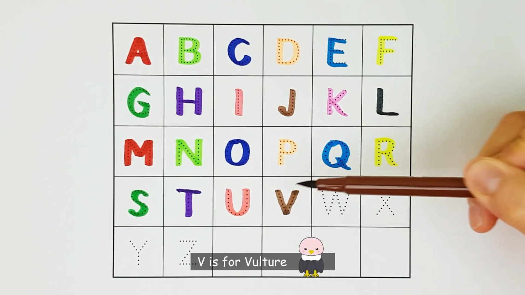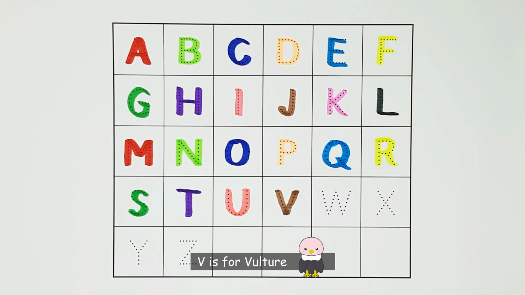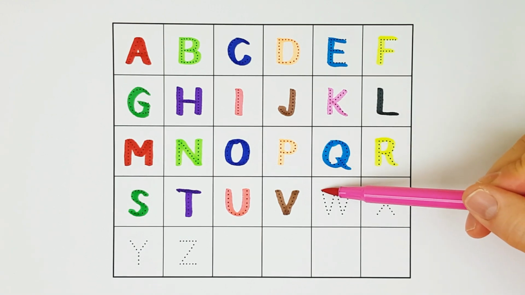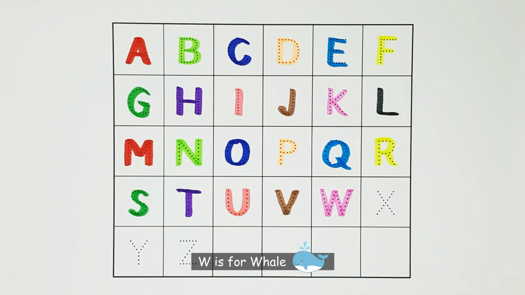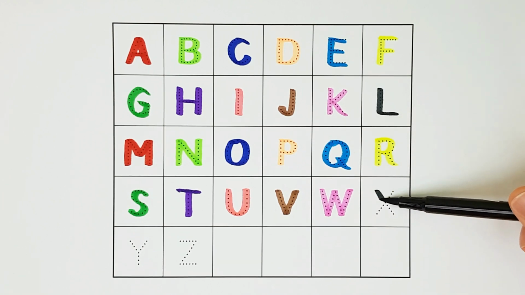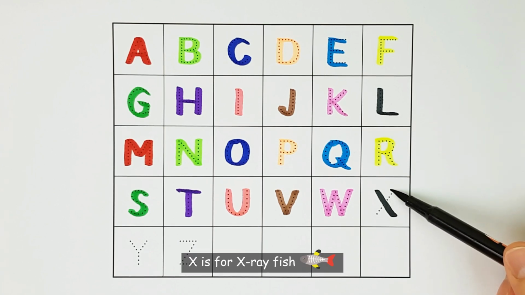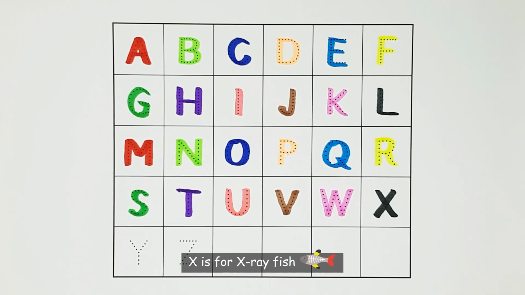V. V is for vulture. W. W is for whale. X. X is for X-ray fish.